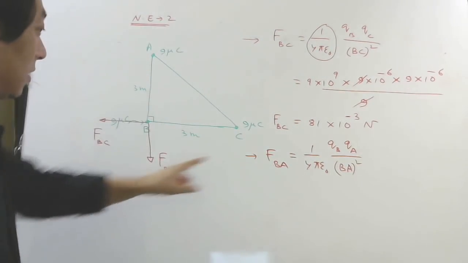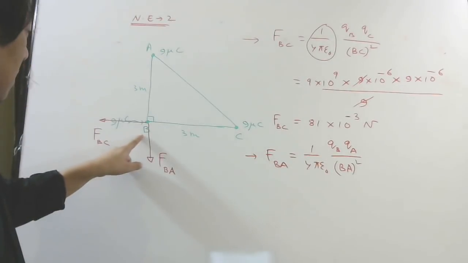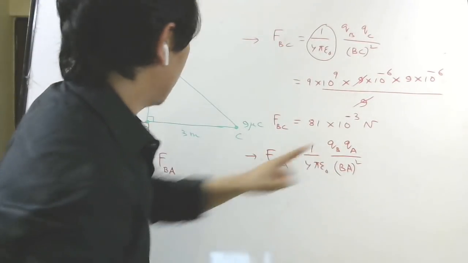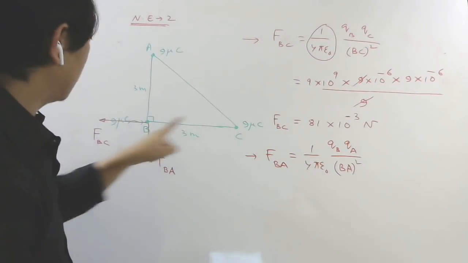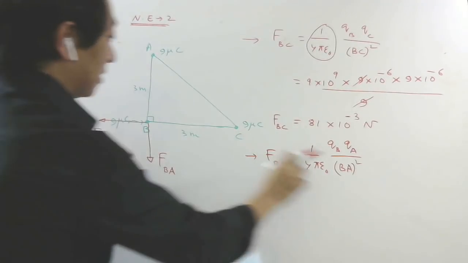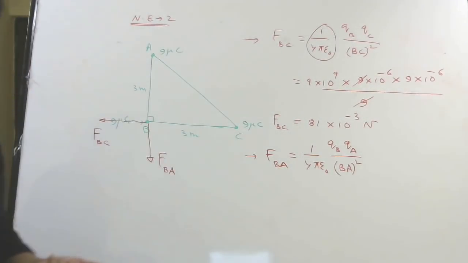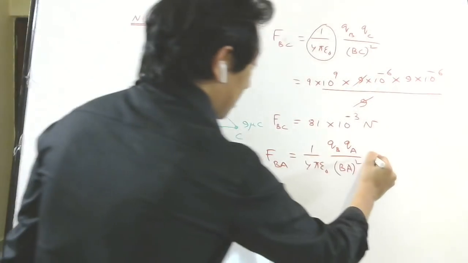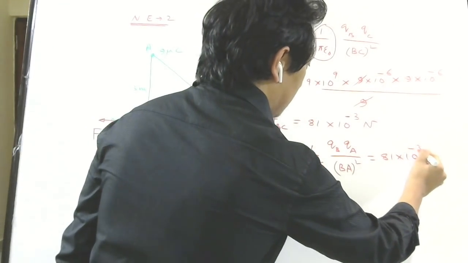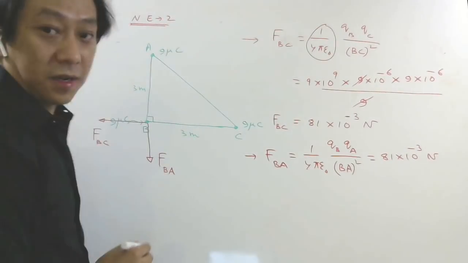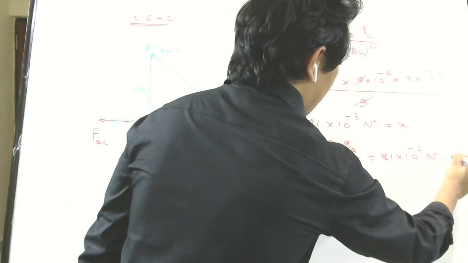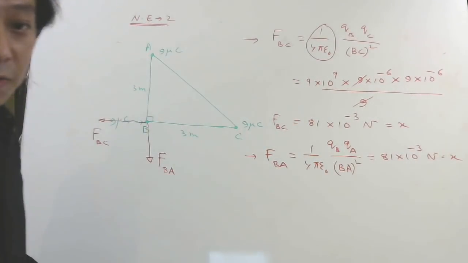Now you see, this charge at B is same as this charge at B. Charge at A is same as charge at C, and this distance BC was 3. This distance BA is also 3. So if you calculate, the same answer will come: 81 into 10 power minus 3 Newton. Right? For simplicity, let us call this X and this also X. Now I want resultant force.